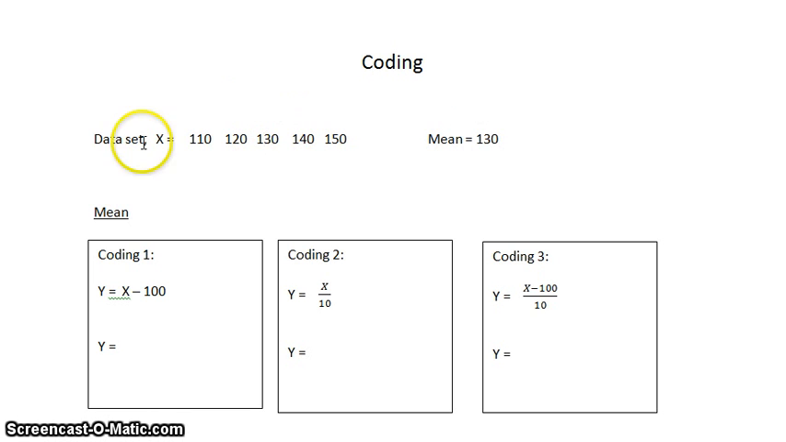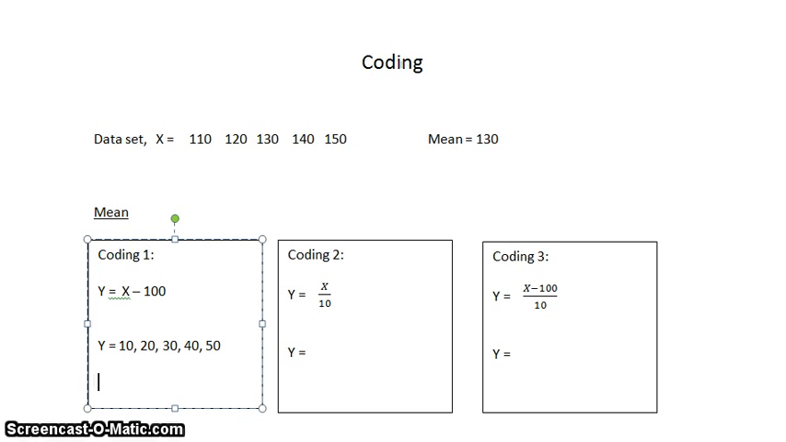Now let's see if we can simplify these values slightly. The first thing we're going to do, and this is going to be coding number one, is we're going to subtract 100 from each value. And that's going to give us a new data set Y. So I'm just going to do 110, take away 100, is 10. 120, take away 100, and so on. So I'm going to get a new data set here.